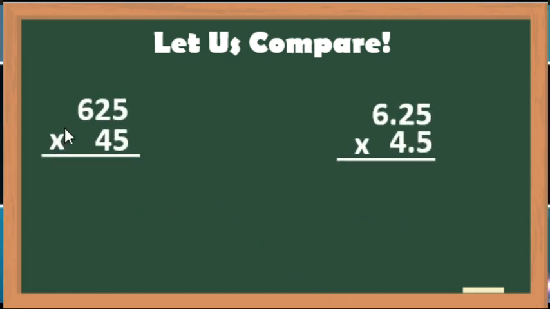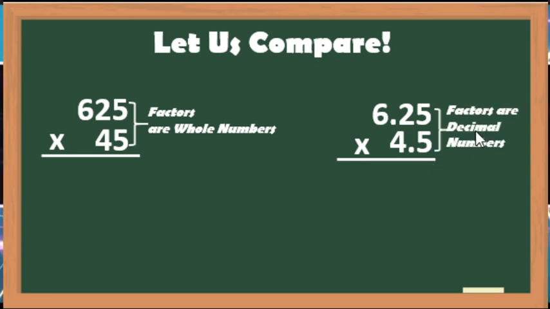On our left, we have 625 times 45. The factors are whole numbers. On our right, we have 6 and 25 hundredths times 4 and 5 tenths. The factors are decimal numbers. Now look at the digits of their factors. What can you say? Very good. They have the same digits.